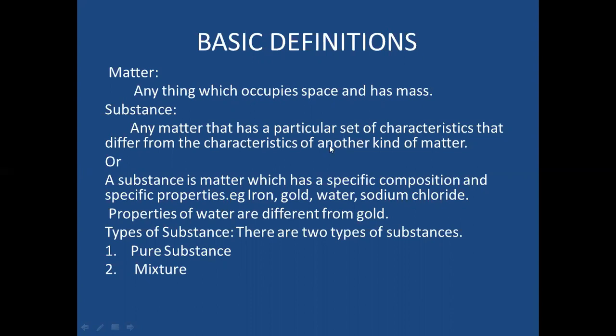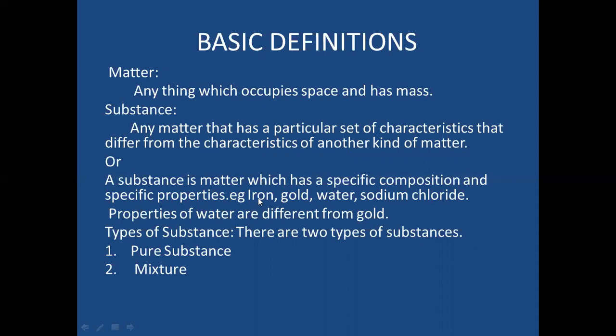It is understood that the properties of water, which is a liquid matter, are totally different from the properties of coal, which is a solid matter. So the properties of matters are different from each other. So any matter that has a specific set of characteristics that differ from the characteristics of another kind of matter is called a substance. Or a substance is matter which has a specific composition and specific properties.